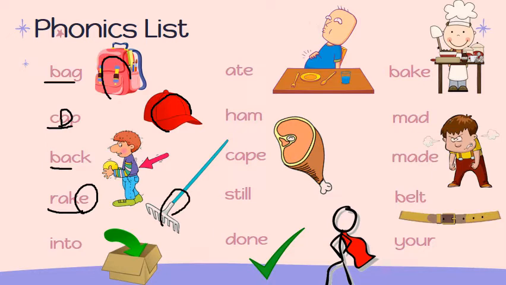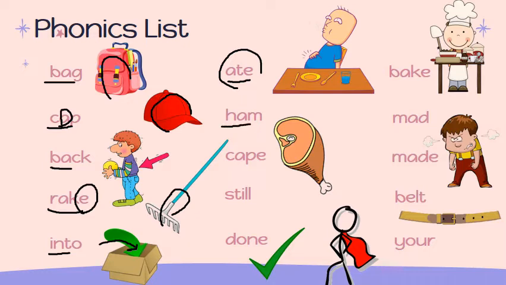This is a rake. Now we have the word into. Into the box, for example. Here we have the word eight. Eight is the past tense of eat. Let's say it together. Eight. We can hear the long A sound, right?